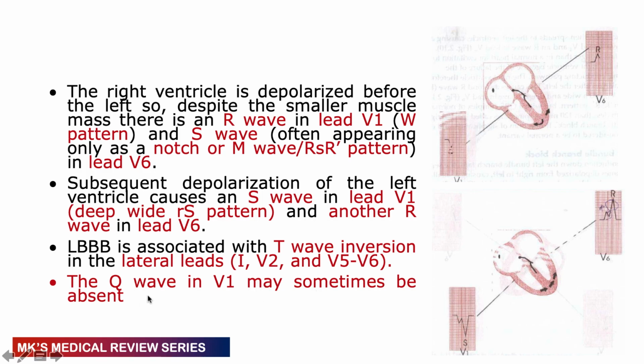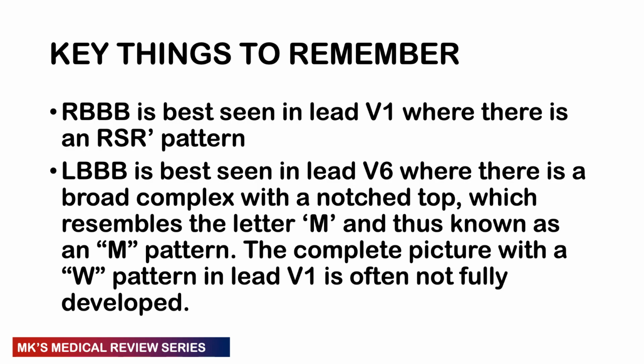And of course, like I said, you won't have your Q waves in V1, which normally should be there. You don't have your septal Q waves in V1. So what are the key things to remember?